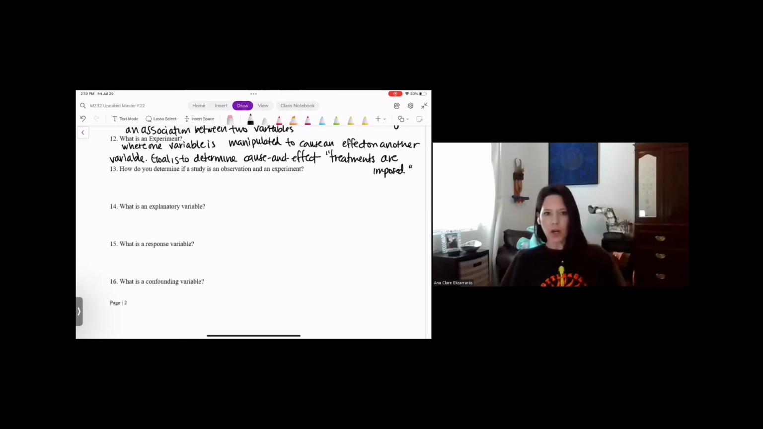Did you drive your car at different speeds to determine how it affected your gas mileage? Did you plant tomatoes in light and not in light to determine whether light makes a difference? Those are types of things where you're manipulating a variable, or are you just gathering data? I surveyed people and I asked them questions.